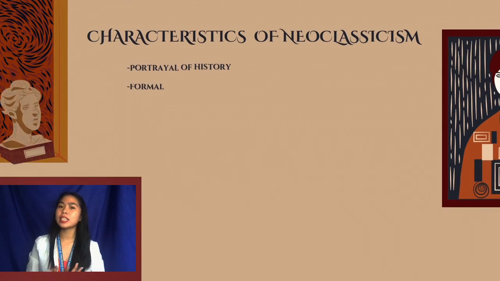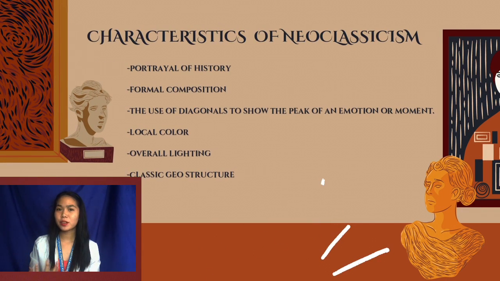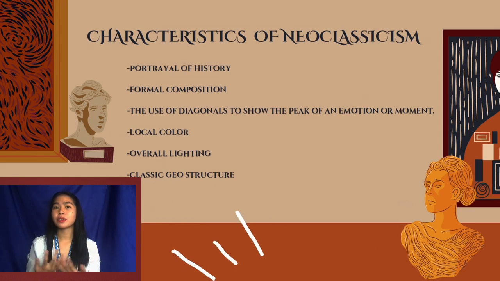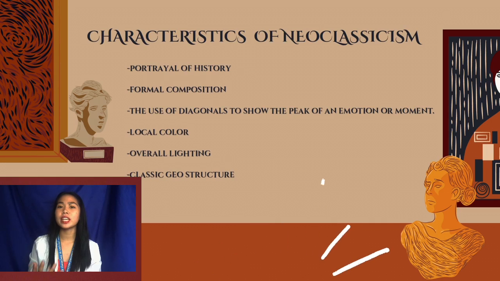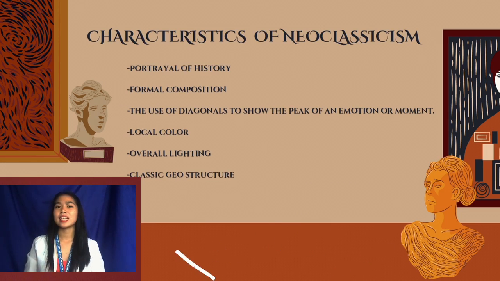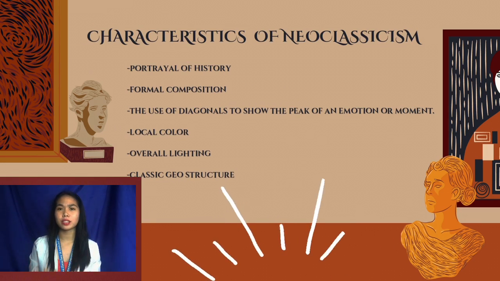Now let us proceed to the characteristics of Neoclassicism. So first we have the portrayal of history. Then also Neoclassicism has a formal composition, the use of diagonals to show the peak of an emotion or moment. It has local color, overall lighting, and lastly, it has classic geostructure.